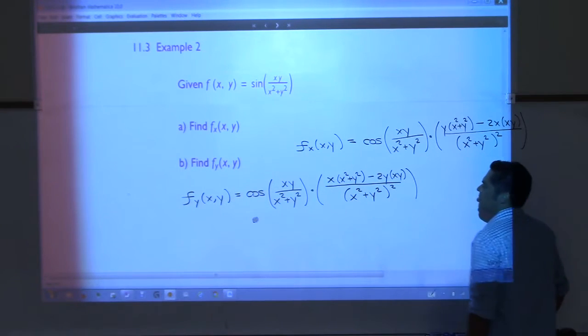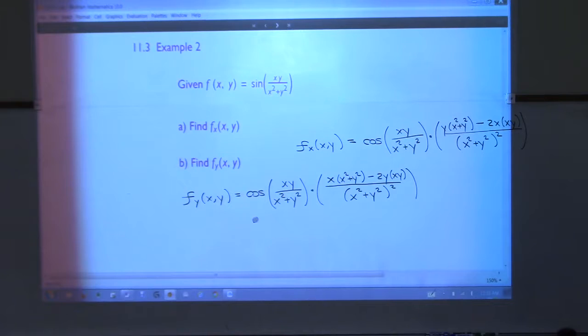Are these the same answer? No. They look pretty darn close, but they're not, are they? They look a little bit off. One's an x, one's a y.